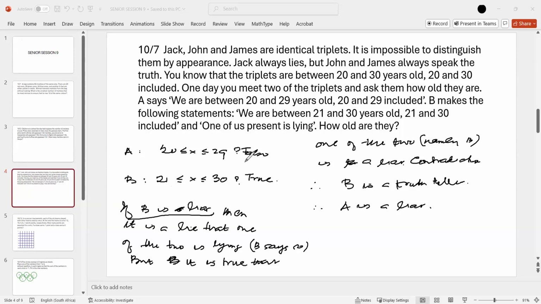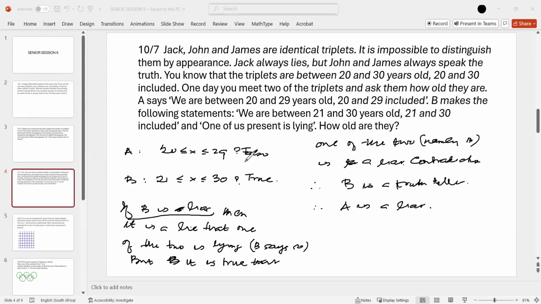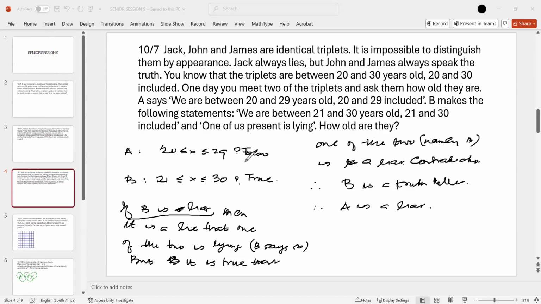Sorry, sir. Yes, Aiden. So I think X is 30, sir. Yeah, that's okay. That's the correct answer. And Aiden, can you explain why? So if A is the liar and B is telling the truth, sir, so when A says that they are between 20 and 29 included, and that's a lie, then they can only be 30.